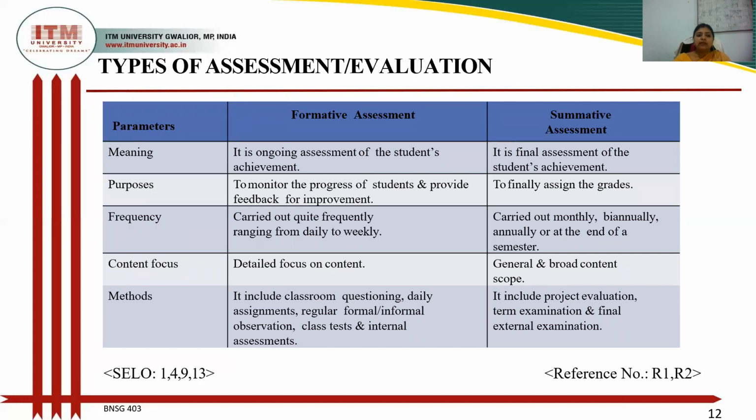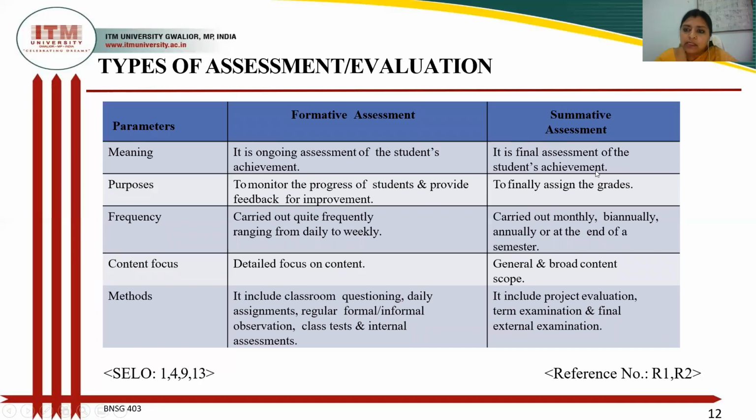Next, the types of assessment and evaluation. There are certain parameters. So what are these parameters, what is formative assessment and what is summative assessment? Firstly we will see the meaning. What do you mean by formative assessment? Formative assessment is an ongoing assessment of the student's achievements, meaning what the student is achieving. We do this on a regular basis. This type of assessment is known as formative assessment.